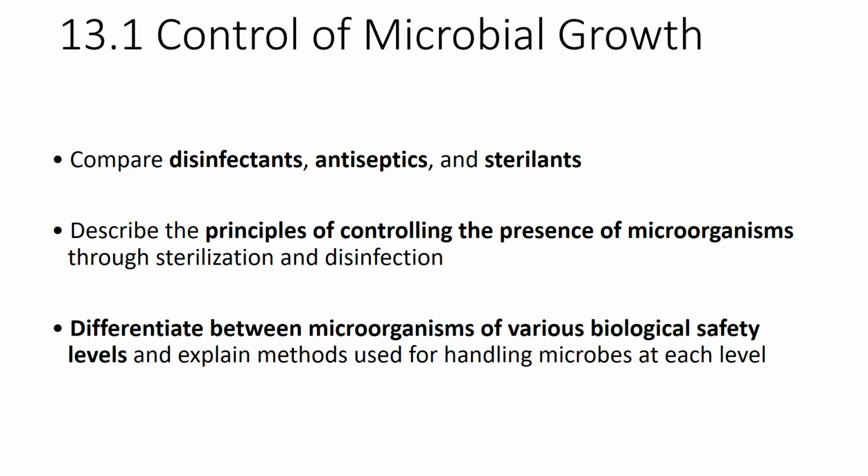For this chapter, I'd like you to know certain definitions such as disinfectants, antiseptics, and sterilants. I'll ask you to describe the principles of controlling the presence of microorganisms through these various techniques. So basically, why do we even want to control their growth? I'll ask you to be able to differentiate between microorganisms of various biological safety levels. There'll be biological safety levels 1, 2, 3, and 4, and to explain the methods that are required in handling these microbes in the lab.